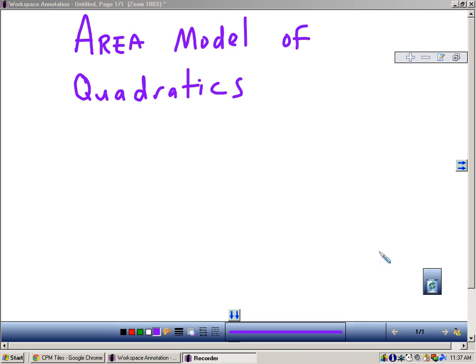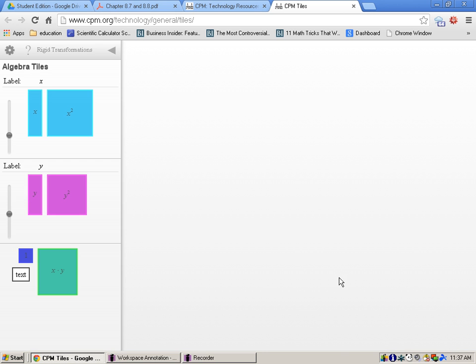Before we discuss completing the square, I want to talk about what a quadratic looks like in terms of an area model. So I will now discuss area models and quadratic equations or quadratic expressions. Let's take a good look at this area model. Some of you have seen this before, some of you have never seen this before, so bear with me. What I want to do is represent x squared as an area.